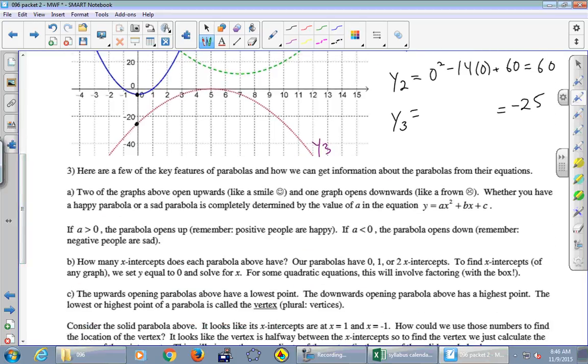If A is positive, then the parabola opens up. Remember, positive people are happy. If A is negative, the parabola opens down. Remember, negative people are sad. Good? Okay. Part B talks about x-intercepts.